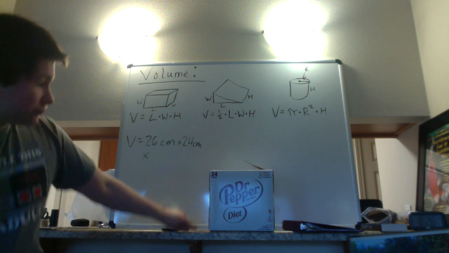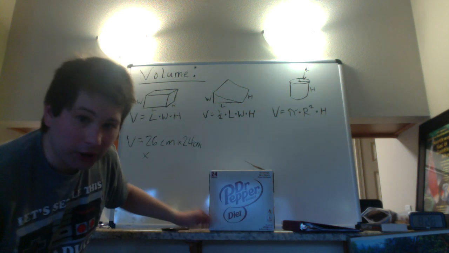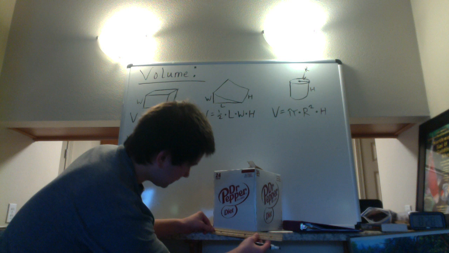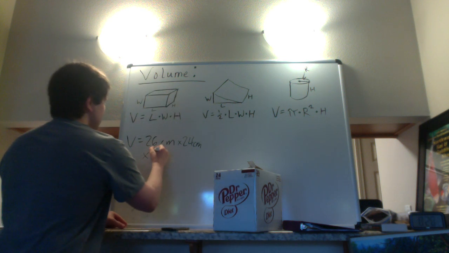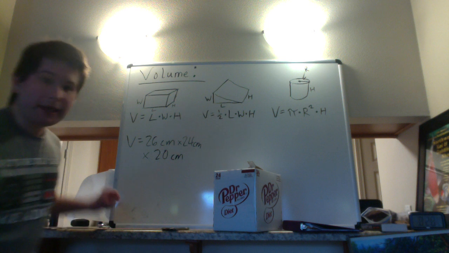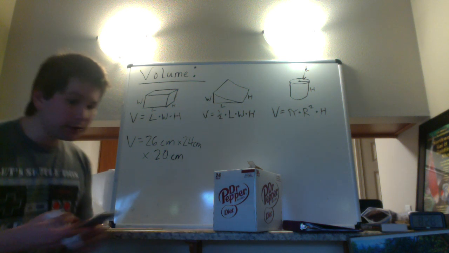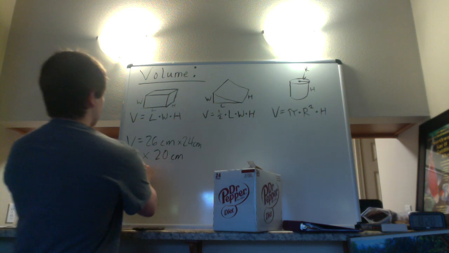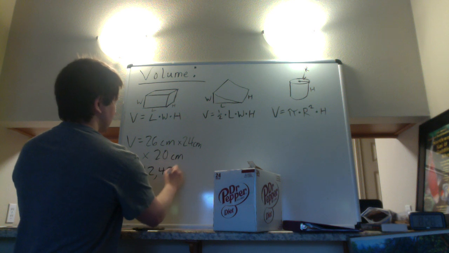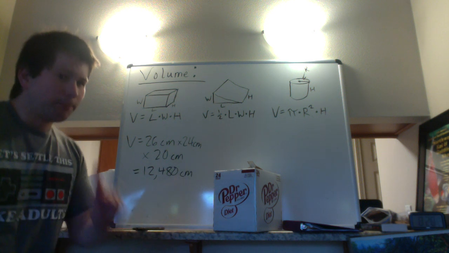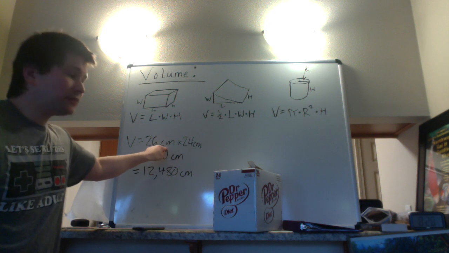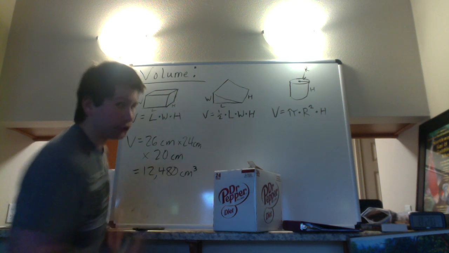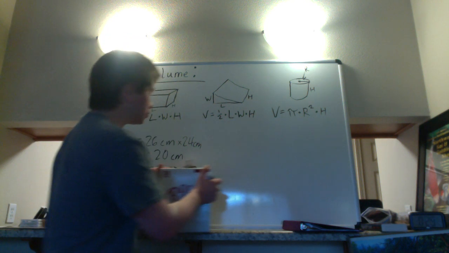And then I need to do the height. Well, I did this one, and I did this one, so I need the third dimension, which is this one right here. Looks like 20 centimeters. Okay, I got my three dimensions. I'm going to multiply them all together. 26 times 24 times 20, 12,480 centimeters. But I have to remember that 3, because I multiplied centimeters 3 times. So for 3 dimensions, we need to put centimeters cubed. Awesome. Now let's move on to the next one.